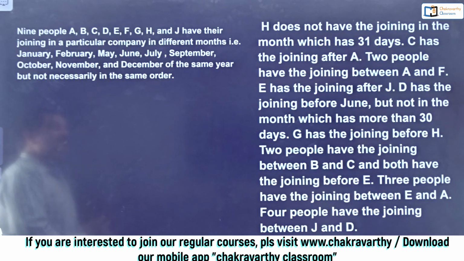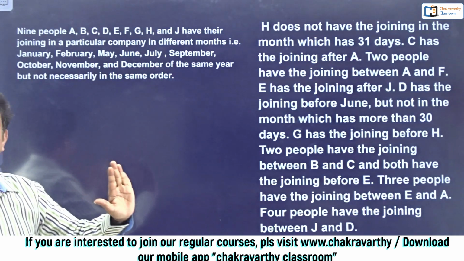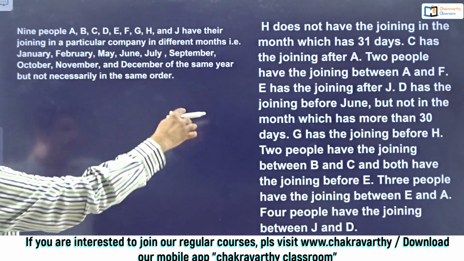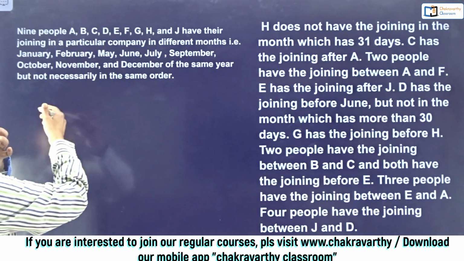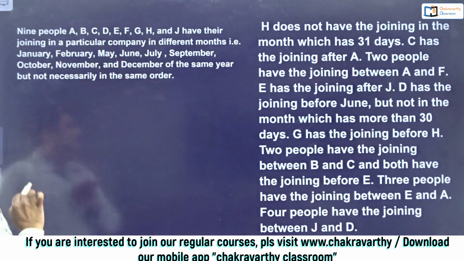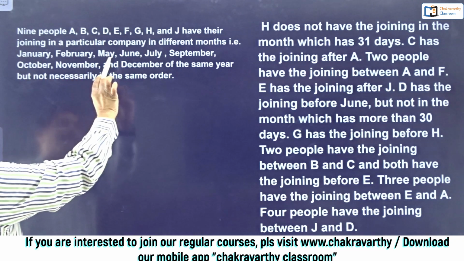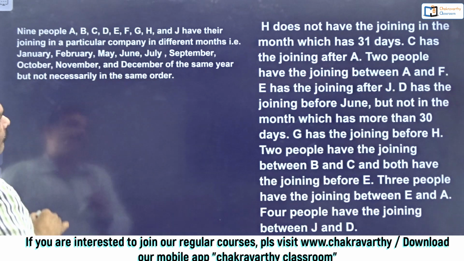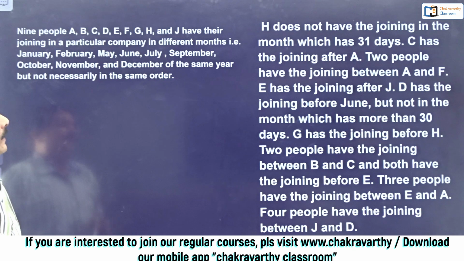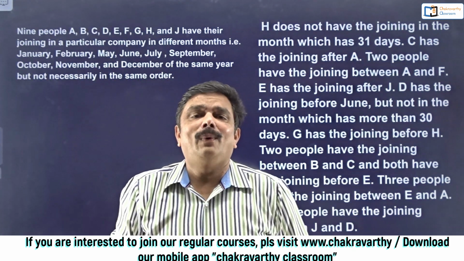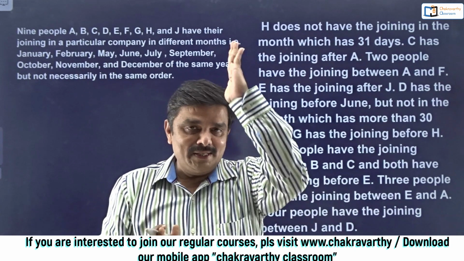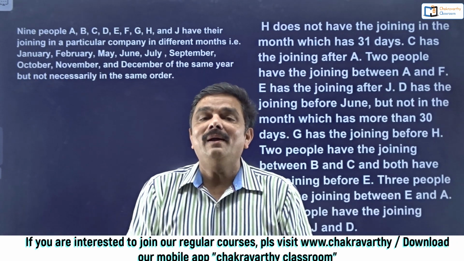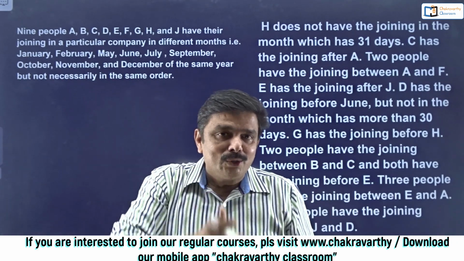As usual students, we start the puzzle by reading the base data. What is the base data they have given? See, base data is given here and the clues are there to manage the space. Now you see what's the base data. 9 people they have given, A to J, had their joining in a particular company in different months: Jan, Feb, May, June, July, September, October, November and December of the same year, not necessarily in the same order. Very simple one. Only 2 columns are required. One is months followed by persons. That's it. Total 9 months, 9 persons. It is called a balanced question.